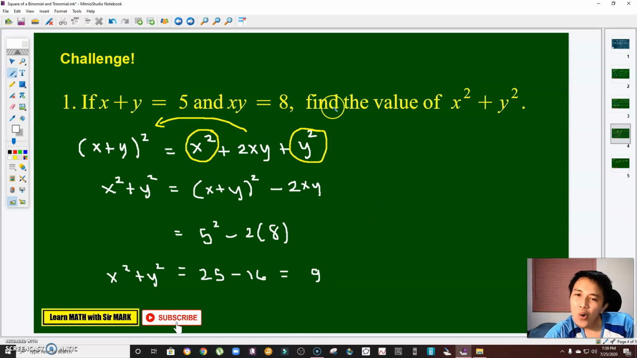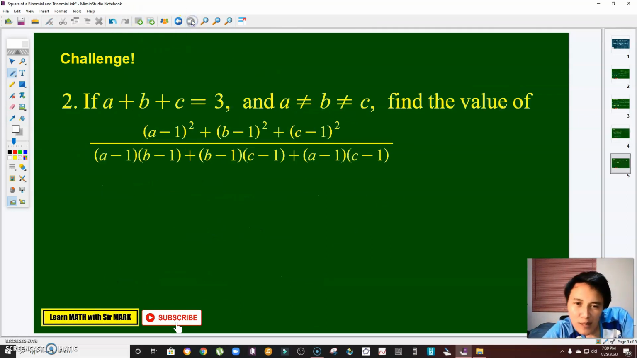Clear? Okay, so let's have the last problem on this video. Okay, so, well, it looks complicated, but I'll show you it's not that difficult. Okay, if a plus b plus c equals 3, such that a is not equal to b, not equal to c, find the value of this expression.